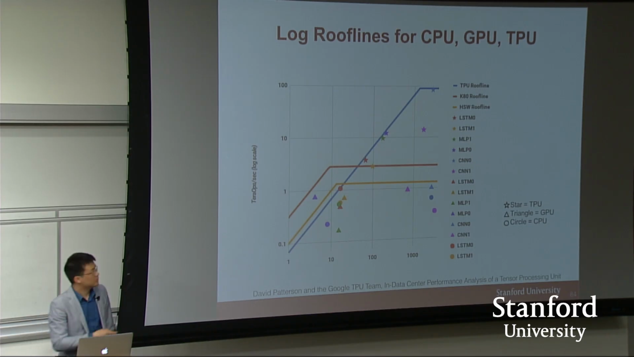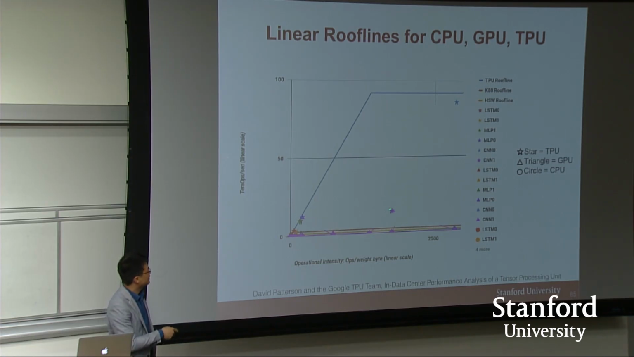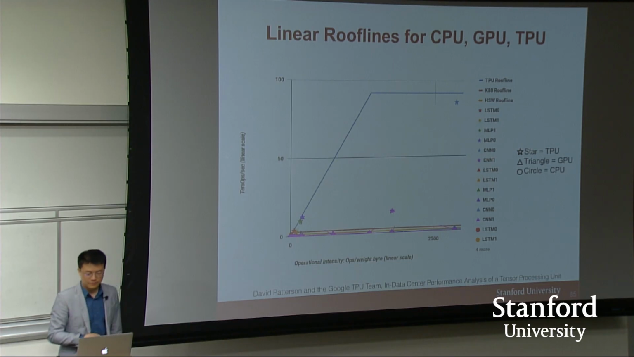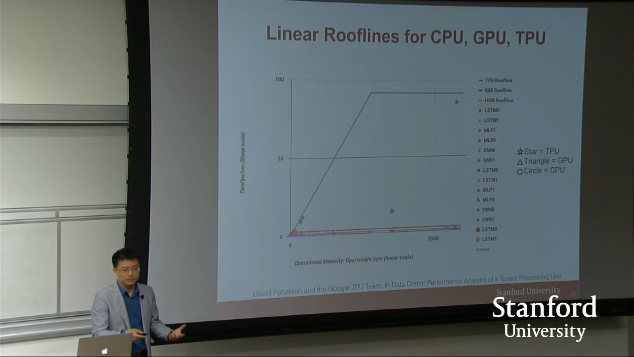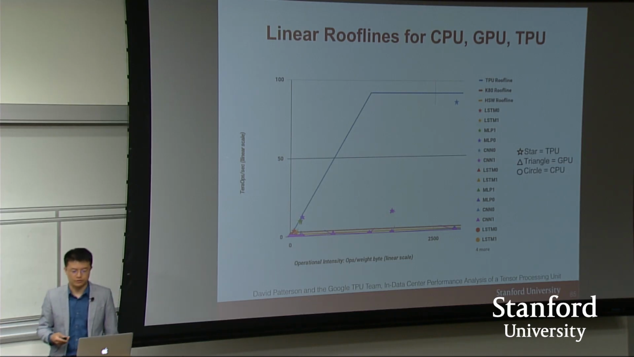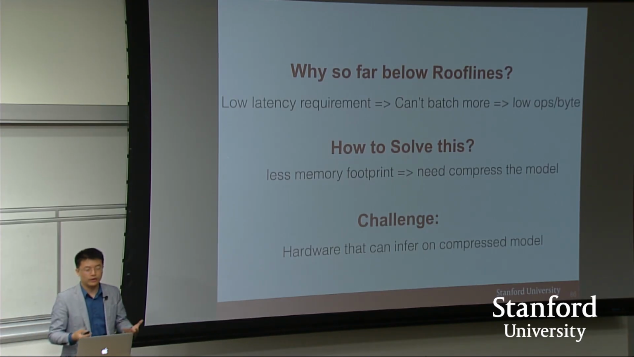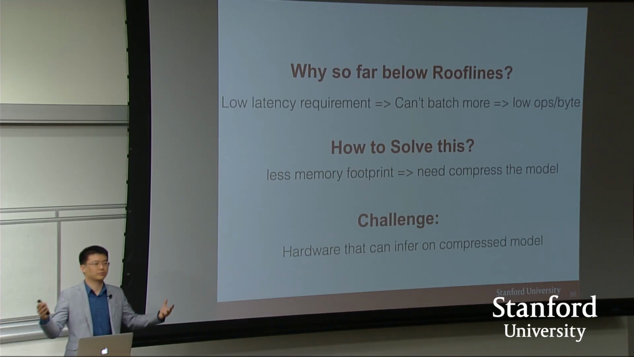But if you're not comfortable with this log scale figure, this is what it looks like in linear scale, the linear roofline. So pretty much everything disappeared except for the TPU results. So still, although they are higher than the CPU and GPU, they are still way below the theoretical peak bandwidth, peak floating point, peak operations per second. As I mentioned before, it is really bottlenecked by the low latency requirement, so you can't have a large batch size. That's why you have low operations per byte.